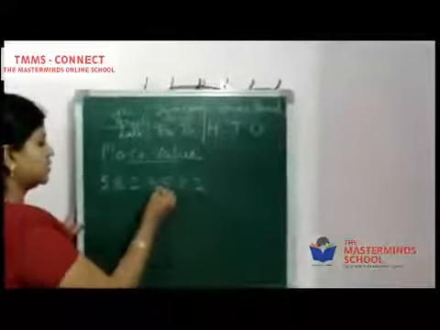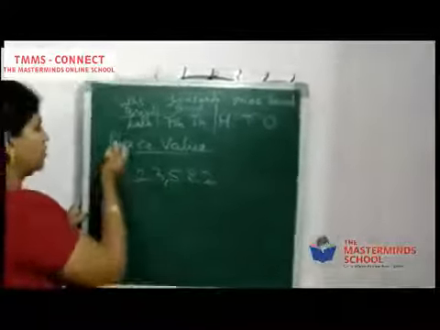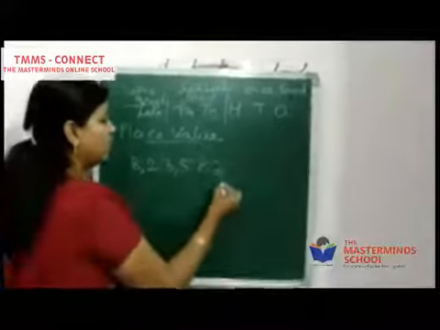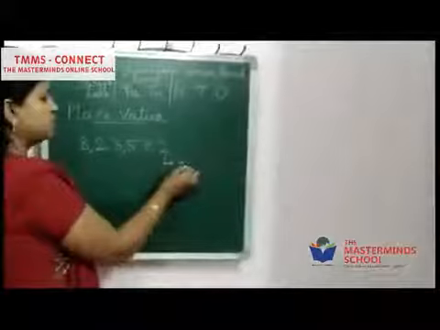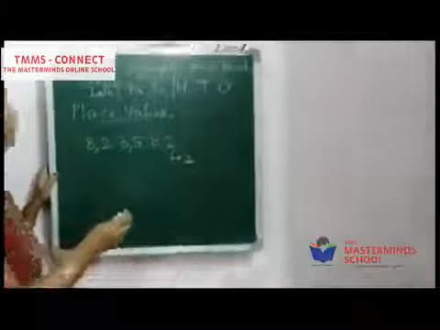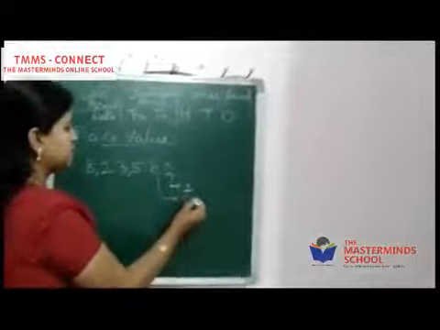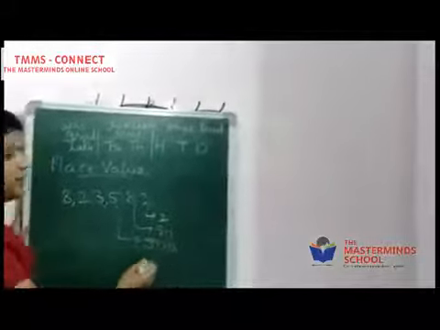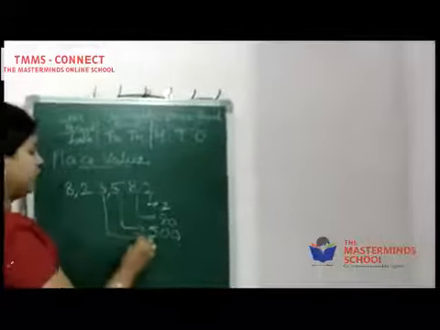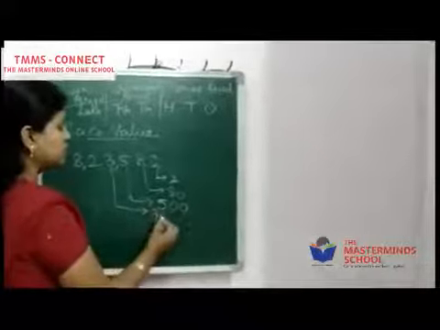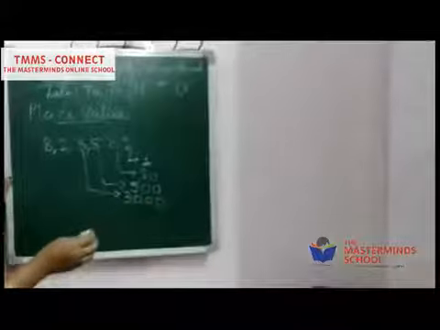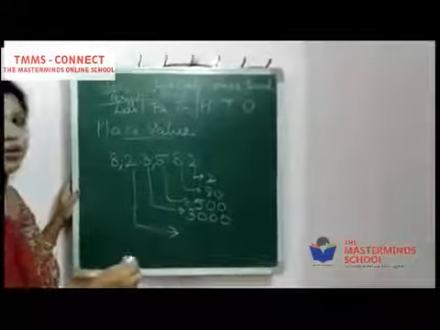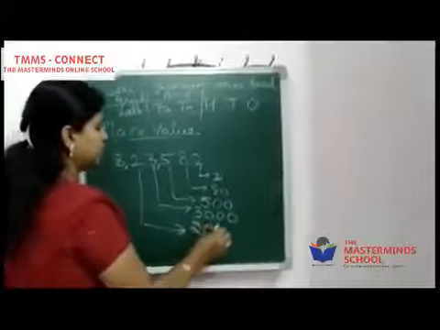Ones, tens, hundreds, comma, 1,000, 10,000, comma. First of all, let us take a 6-digit number. What is the place value of 2? The place value of 2 is 2 itself. The place value of 8 will be 80. The place value of 5 is in the hundreds place, so 500. The place value of 3 is in the thousands place, so it will be 3,000. The place value of 2 is in the 10,000s place, so it will be 20,000.